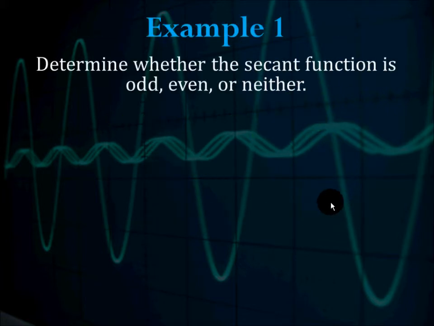Let's take a look at example 1. Determine whether the secant function is odd, even, or neither. You're going to do the same thing that we just did with the tangent, but you're going to substitute in a negative x for an x. So if you want to go ahead and try that, you can see the answer in a minute.